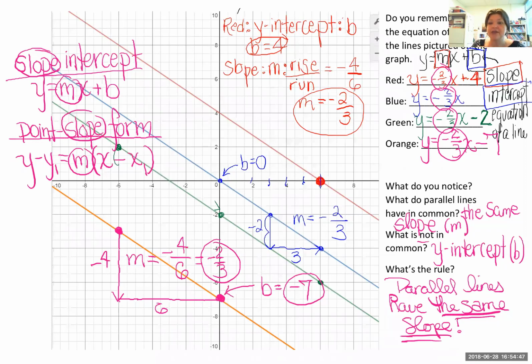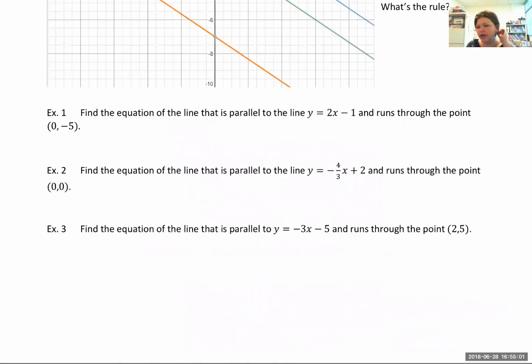Okay, let's do some example problems armed with the knowledge that we have now. Example 1 says find the equation of the line that is parallel to the line y equals 2x minus 1 and runs through the point 0, -5. Now notice, again, just like before, they've told me to find the equation of the line. We just said you have a choice. When you're told to find the equation of the line, we currently know 2 forms of that. We know the y equals mx plus b.